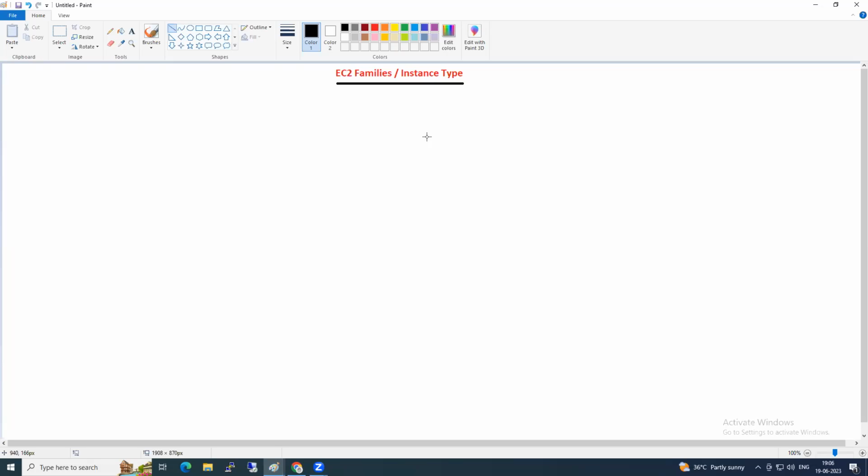What are families? Let's say you want to launch one EC2 instance and deploy one application. If your application needs more memory, go to the EC2 family which has memory types. It's like some set of people have more bodybuilding, another set of people are smart people, another set of people are fat people. If you need a fat person, go for that category. If you need smart people, go for that category, and you can choose the persons inside it, correct? Similarly, here also it is the same thing.